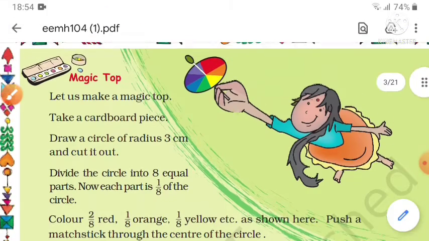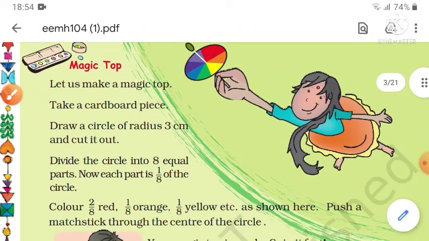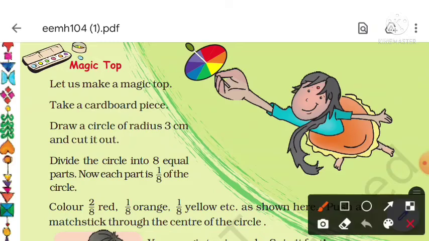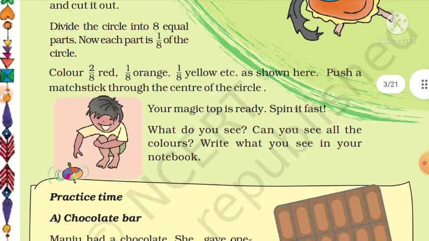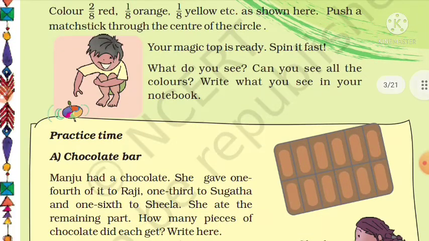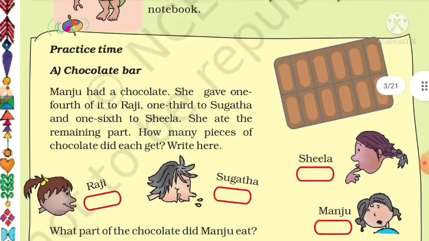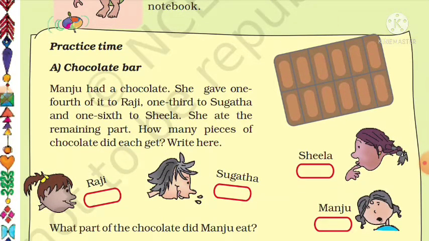Then push a matchstick through the center of the circle. Here is the matchstick. Then your magic top is ready. Spin it fast, then you can see many colors. You have to note down the observation, what you are getting. Now next is the practice time.